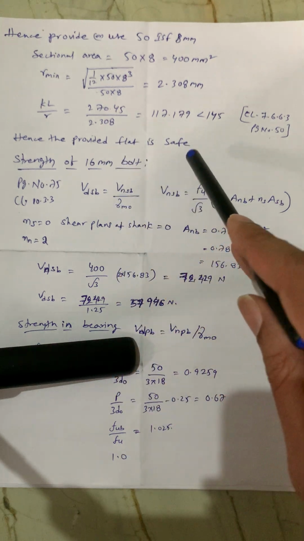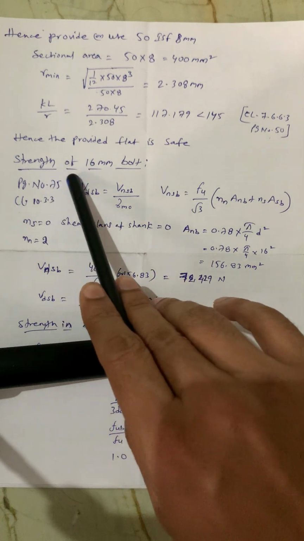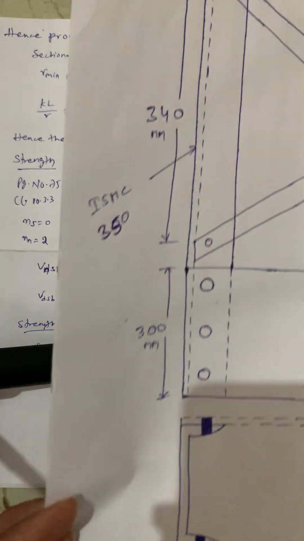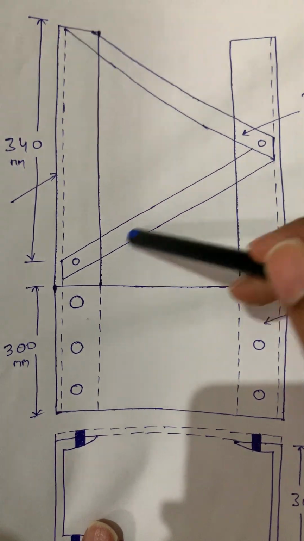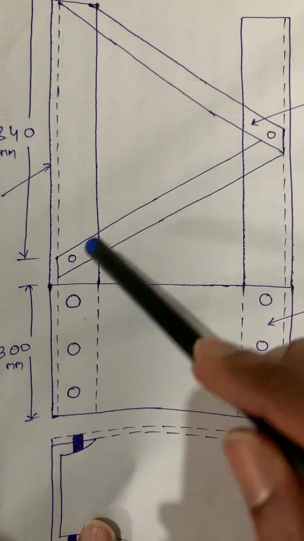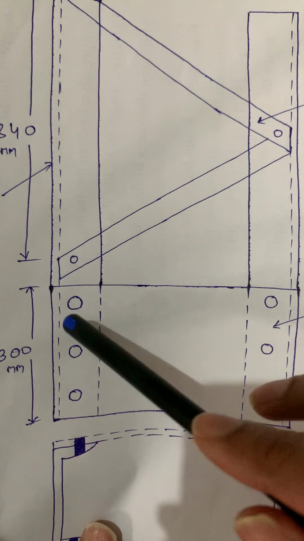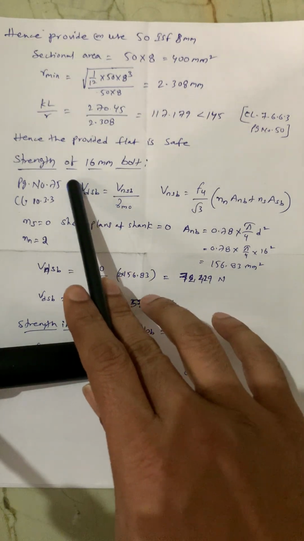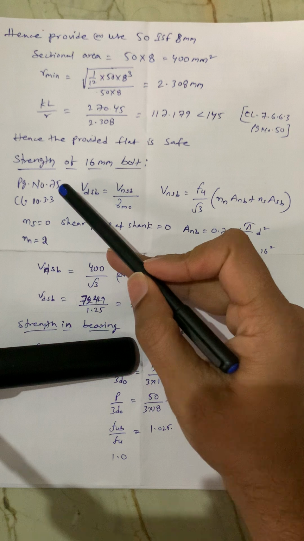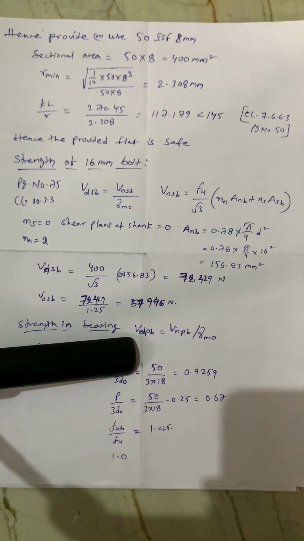Now we have to design the connection. Strength of the 16 mm bolt. Just now we designed all these, this lacing flat, horizontal distance, vertical distance, everything. Now we are considering this bolted connection. So strength of the 16 mm bolt. While we are doing this bolting section and everything, we have to follow the code rules. Page number 75, again for connections, the code is specifying that, page number 75.